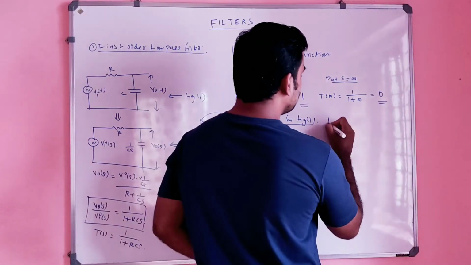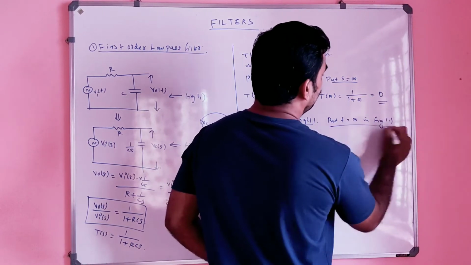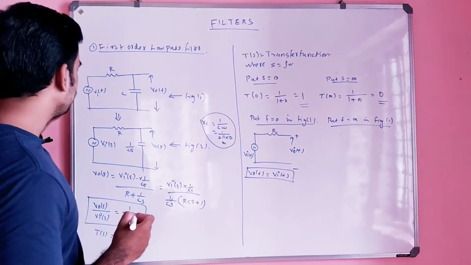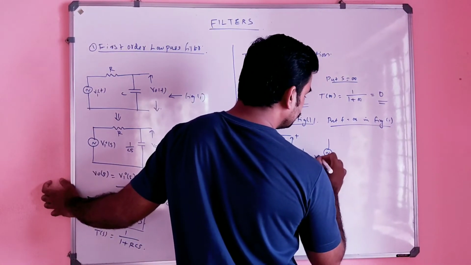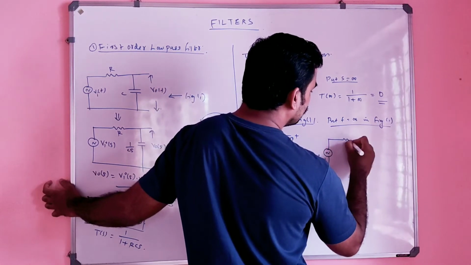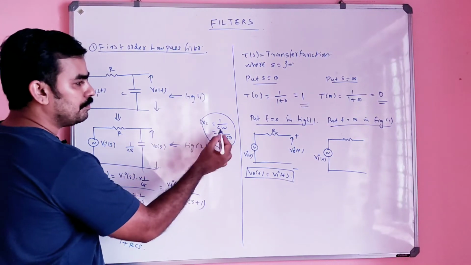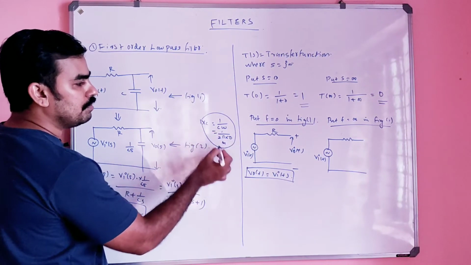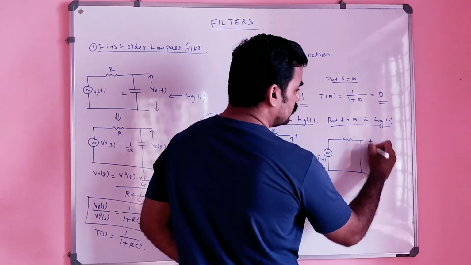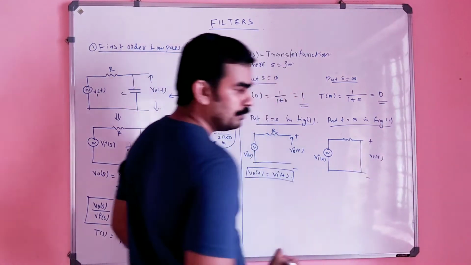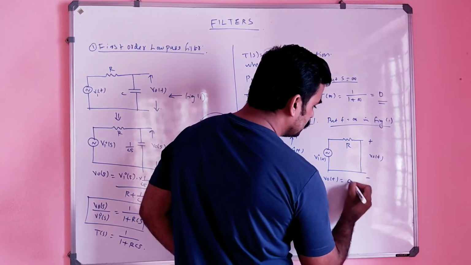Or put f equal to infinity in figure 1. What do I get? See in the figure, it is simply V(t). If f is equal to infinity, then X_C is 1 by infinity, which becomes 0. I can say that this will be short circuited, and this will be the output, so V_0(t) will be equal to 0 volt.